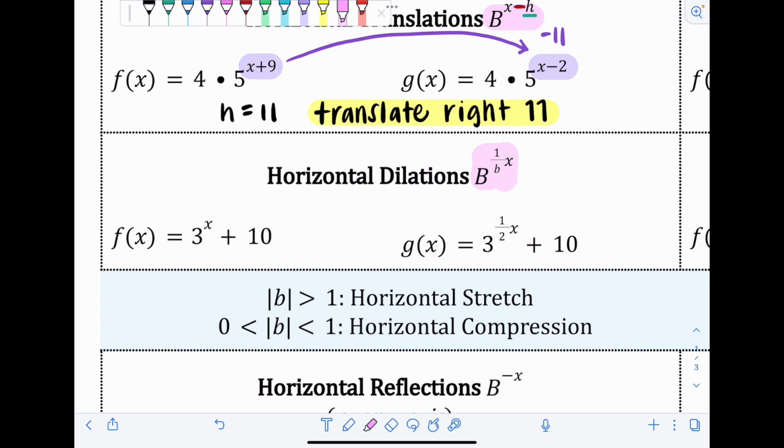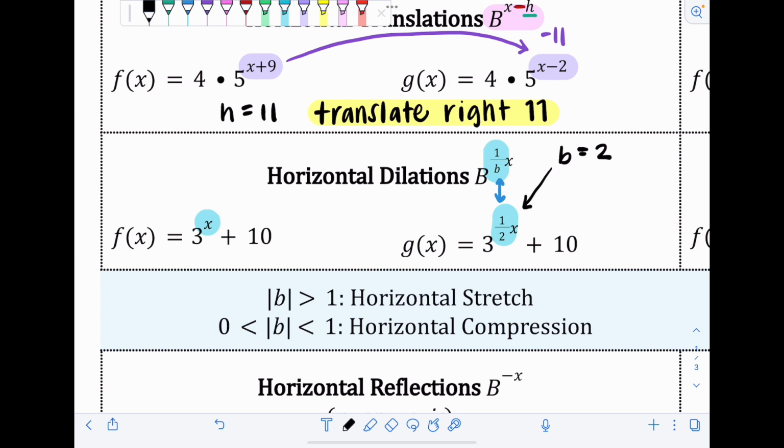So what that means is f of x is 3 raised to the x plus 10, and then g of x is 3 raised to the 1/2 x plus 10. So you can see that the change is happening in the exponent with the x. It was an x, and then it's becoming 1/2 x, and the rest of the function is staying exactly the same. So it's happening in the spot that calls for a horizontal dilation. But because we have a 1/2 inside the function, b is not just 1/2. b is going to be the reciprocal of 1/2, so it's 2.